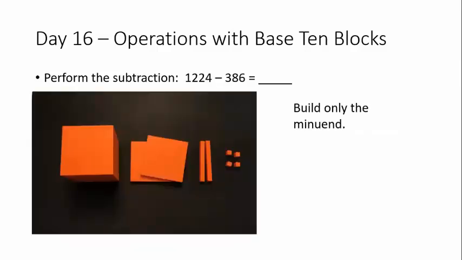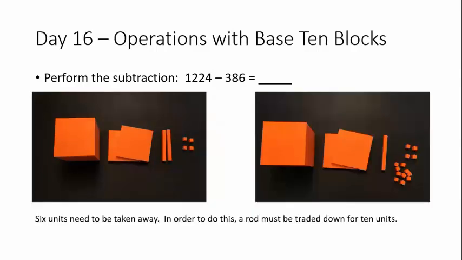Here's a subtraction problem using base 10 blocks. 1,224 minus 386. With subtraction, remember that we build only the minuend. You can see there the representation for 1,224 using 1 cube, 2 flats, 2 rods, and 4 units. We're taking away 386. First of all, we want to take away 6 units. Since we do not have 6 units, we trade down.